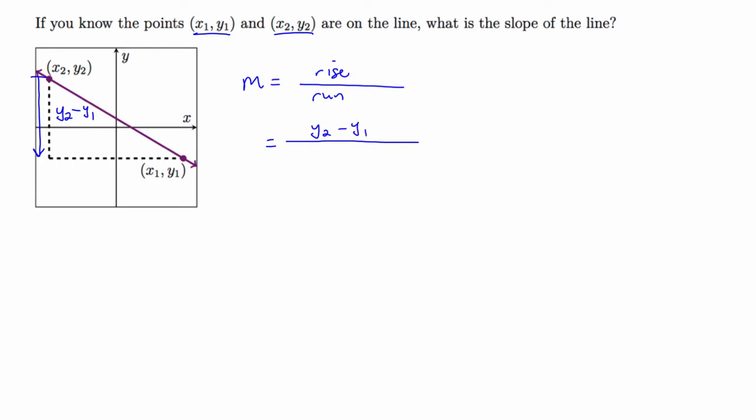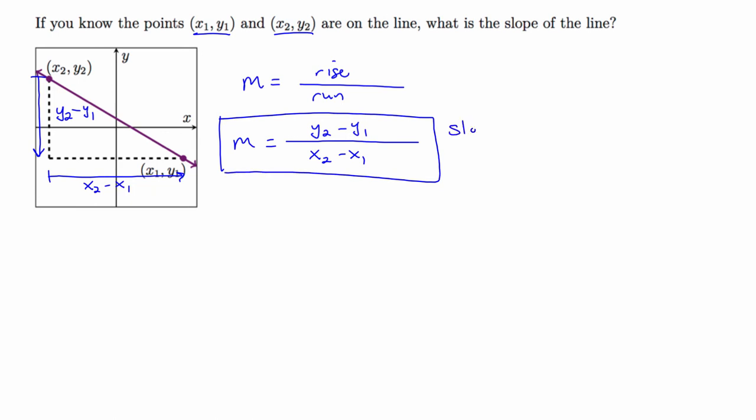On the other hand, the run is the horizontal difference between the 2 points. So I need to figure out how far it is from where I started to where I ended. Well, I need to figure out that difference, x2 minus x1. This statement right there, m equals y2 minus y1 over x2 minus x1, is referred to as the slope formula.